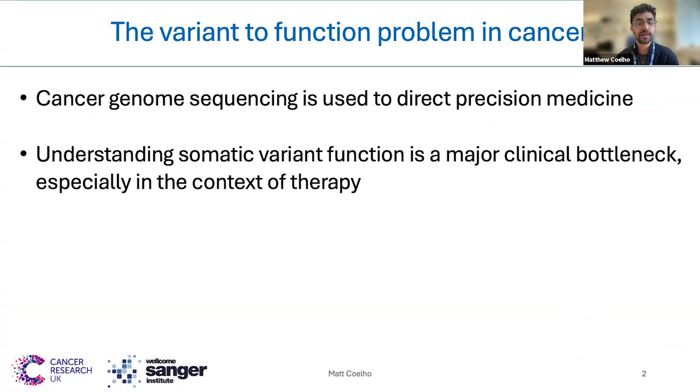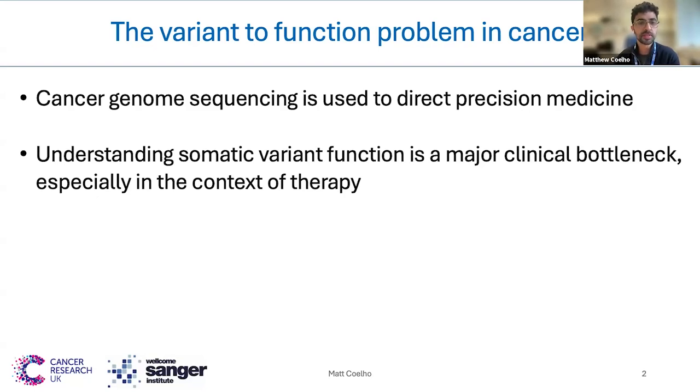So what we're actually looking at in the lab is tackling this variant to function problem in cancer. There's lots of next generation sequencing data of genetic variants that are related to disease, including in cancer, and we're having an overwhelming amount of this genomic data. Actually, the interpretation of those variants is becoming the bottleneck now. What those gene variants are doing and if they actually contribute to disease is a really big challenge for diagnosis and for managing therapy.